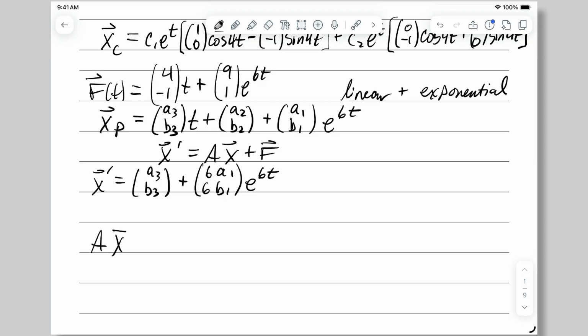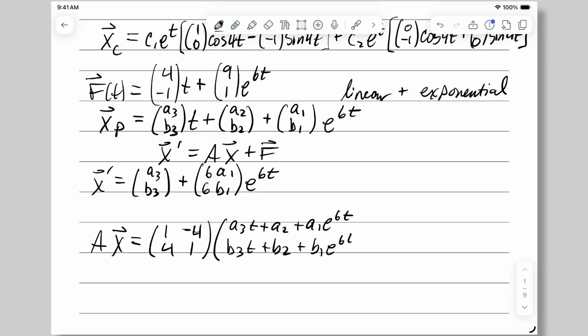Ax is a bit trickier. A is 1, negative 4, 4, 1. X, I think, would be easier if we combine this into a single vector because we're going to be multiplying here. So a3t plus a2 plus a1e to the 6t and b3t plus b2 plus b1e to the 6t.